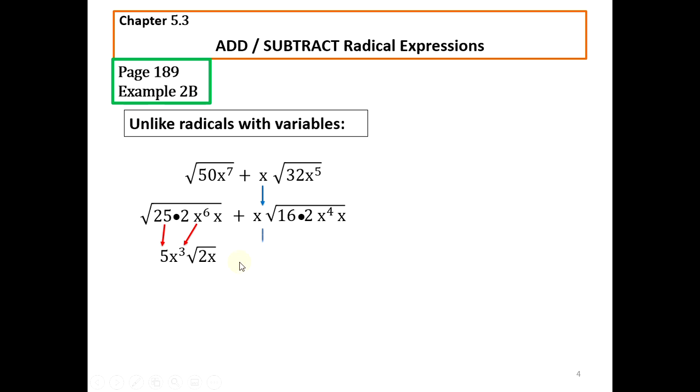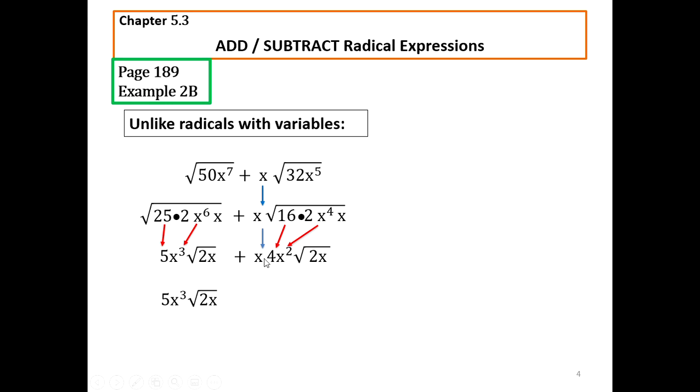Continuing, we have to bring down the x. Square root of 16 is 4. The 2 has to stay inside. X to the 4th. The index 2 divides into 4 evenly without a remainder, so that's x squared outside. And here the x has to stay inside. So let's rewrite this nicely. This doesn't change at all.